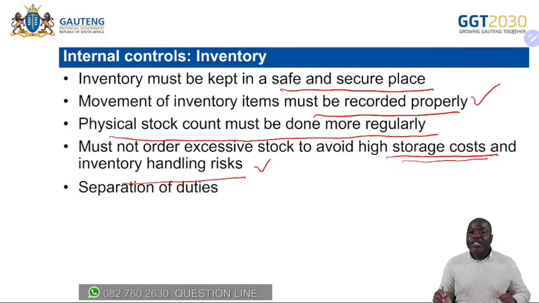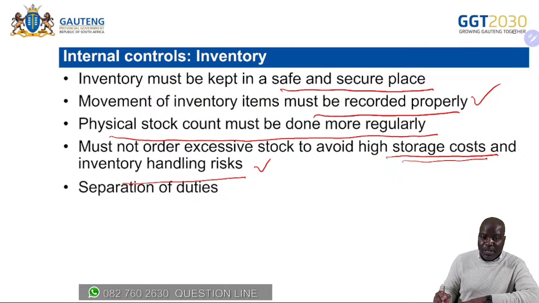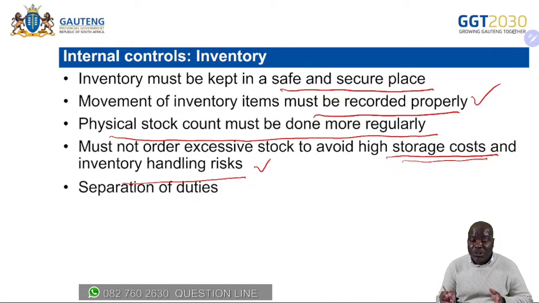Now, this is the cornerstone of all internal control procedures: the issue of separation of duties. I will explain a bit of this because it cuts across the syllabus. Whenever you're talking of any asset, you always see separation of duties popping up. What does this mean? It means that when you assign duties to people who are going to be handling stock, it must not be one individual. There must be checks and balances.